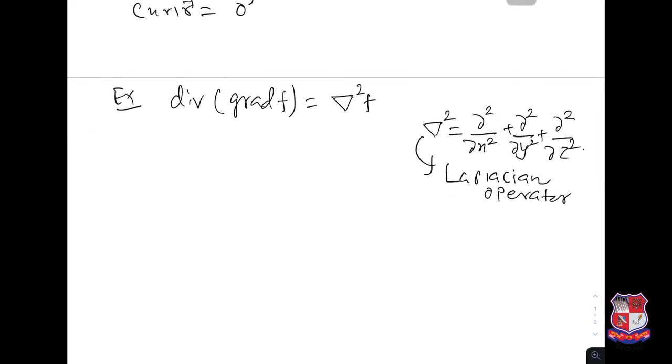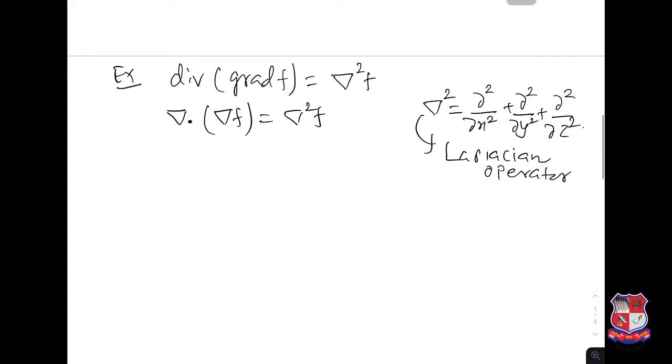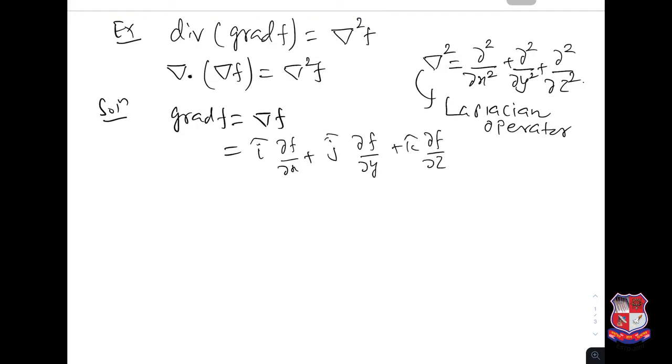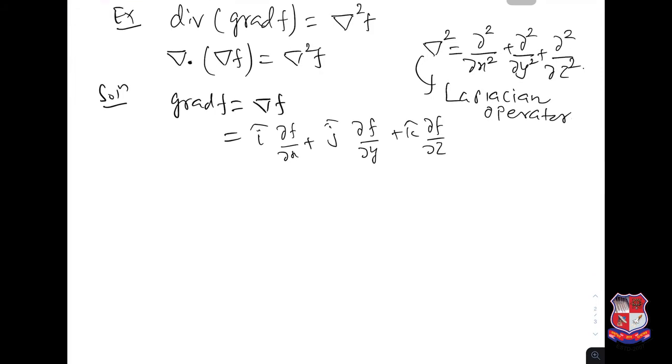So we want to prove that divergence of gradient of f is del square f, or even in symbol you can write del dot. Divergence means del dot. Grad f, that means del f. So del dot del f equal to del square f. So let us solve this example. So first of all, gradient of f, so that is del f, and we know that is i del f by del x plus j del f by del y plus k del f by del z. So this is gradient of f.